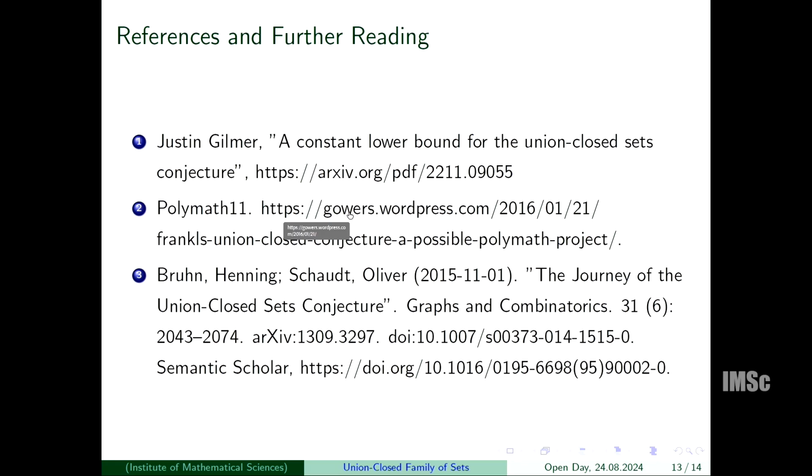They also have a Polymath Junior program specifically for school students. And the third one is a very long expository paper on this conjecture where you can read all sorts of details about it.